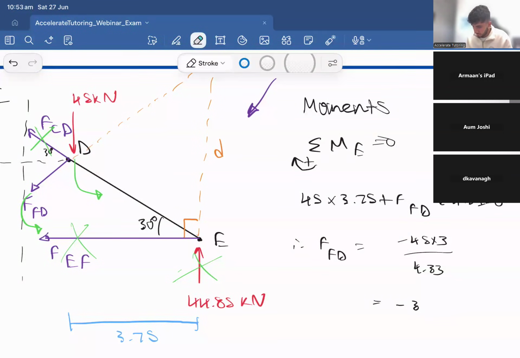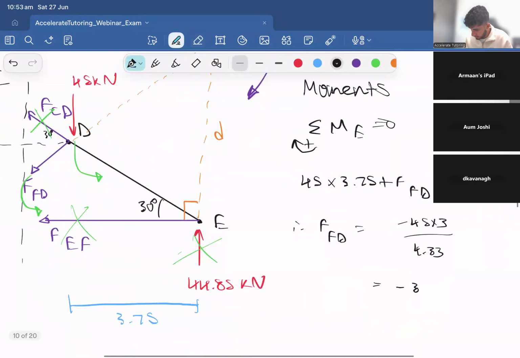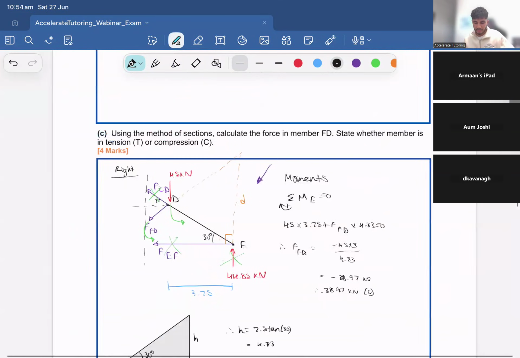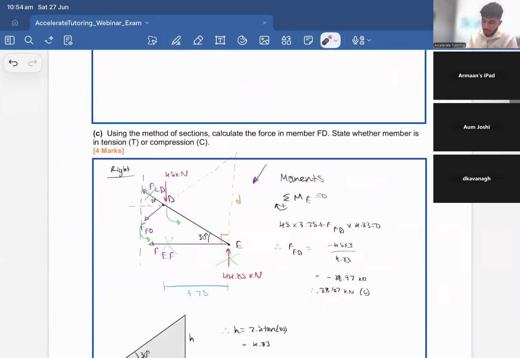Negative 38.97 kilonewtons, therefore 38.97 kilonewtons in compression. So that's how we would do it. Now, a key thing to know for method of sections, this is a key rule to follow.